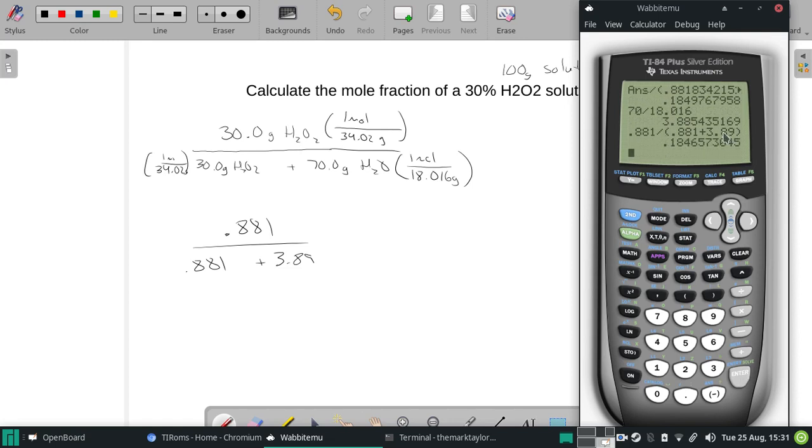I'd say that's close enough. I got 0.1849 before, and now 0.1846. It'll be accurate enough for how we're doing this.